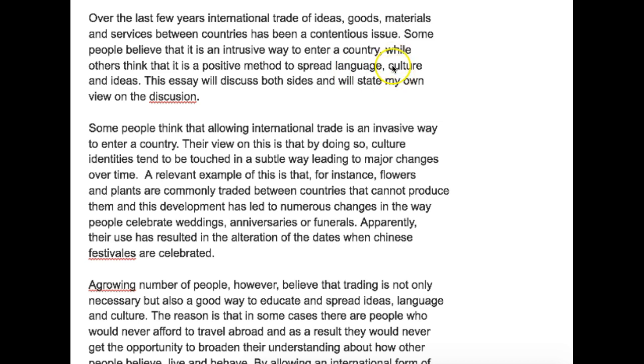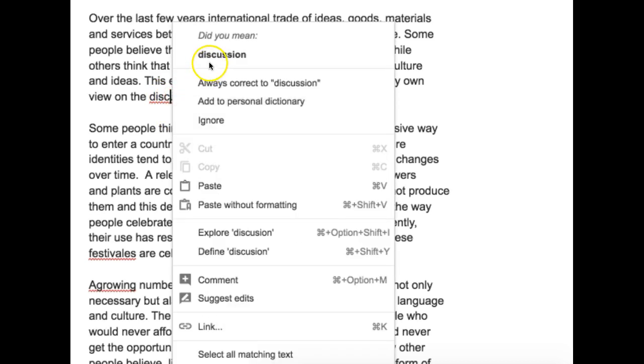So you could say traditional heritage, innovation, a linguistic exchange. So there's just different variations there. As I say, we'll discuss both sides and we'll state my own view on the discussion. So to check your spelling there.